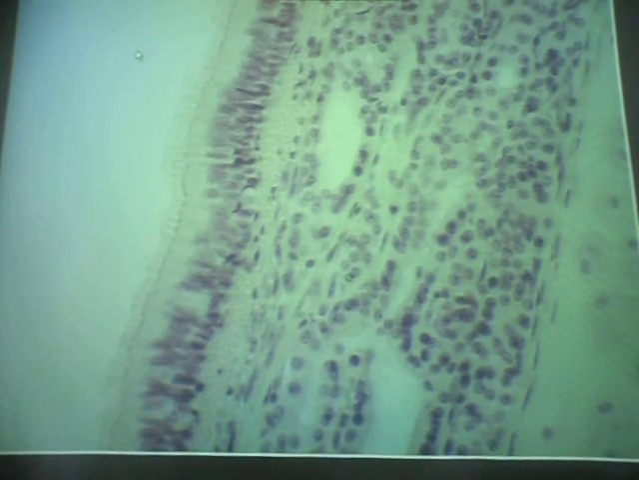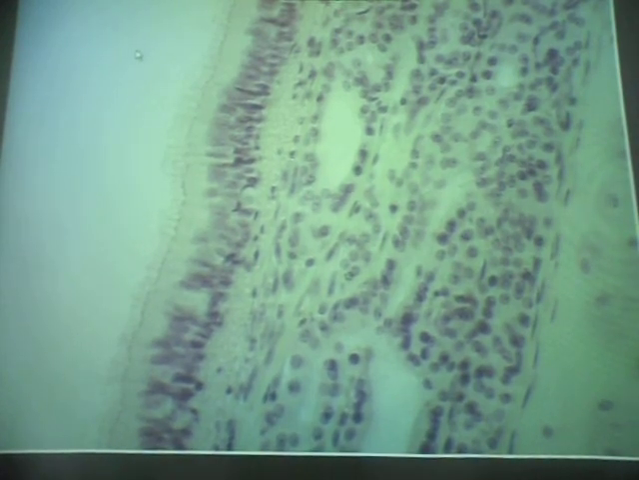Any questions on this? Let's look at a section of the lung.